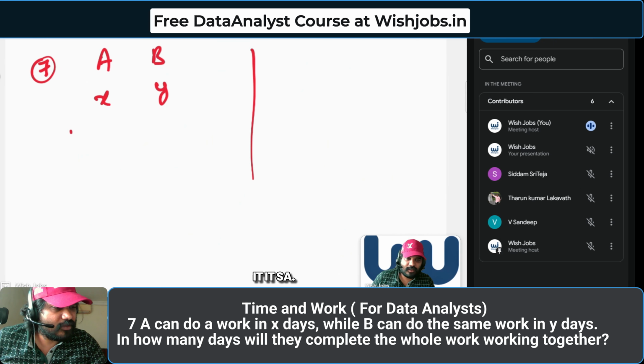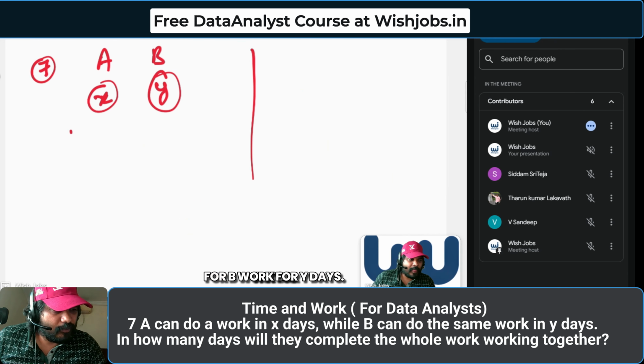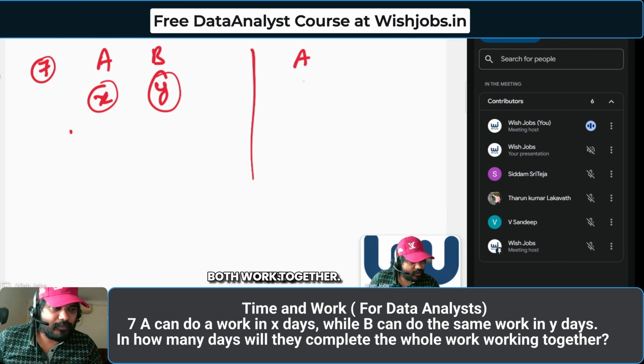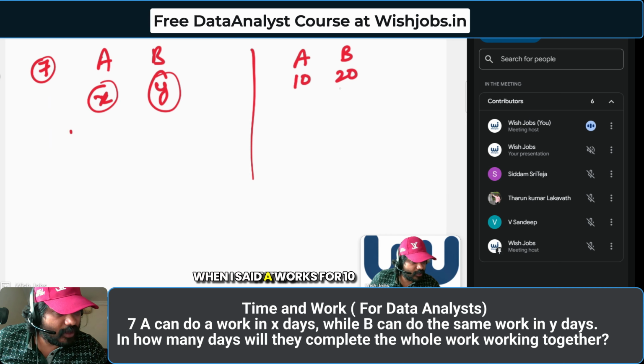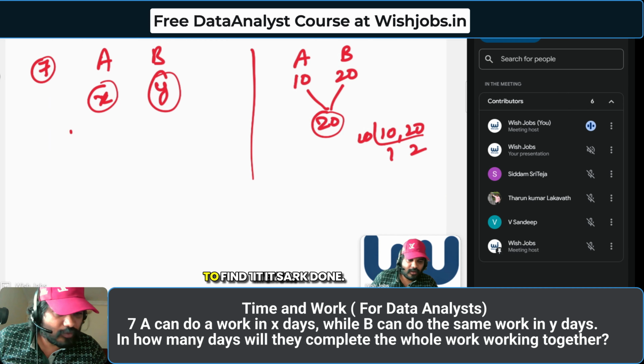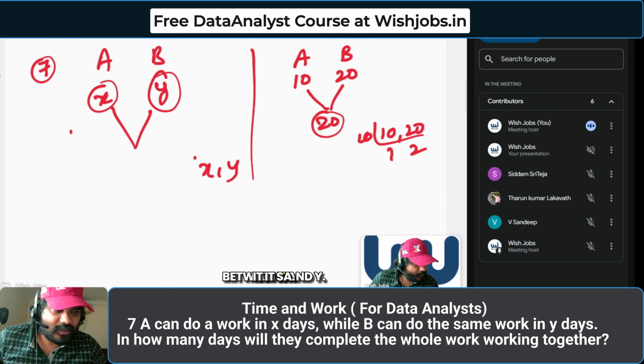The question was A works for X days and B works for Y days, right? So they only gave this and they asked how many days it will take if they both work together. In normal scenarios, when I said A works for 10 days, B works for 20 days, how do we find the work done? We just use the LCM method. 10 and 20, so work done is 20. This is how we used to find the work done, right? Here when you have X and Y, you don't know the similarities between X and Y, right? So same method, X ones are X, Y ones are Y, so X into Y is XY, the work done is XY.